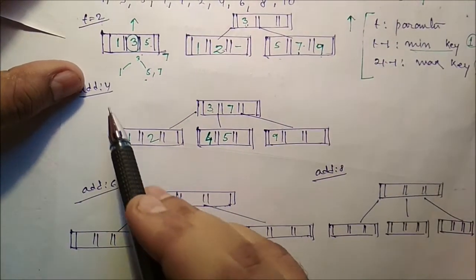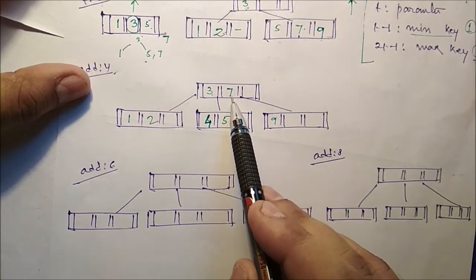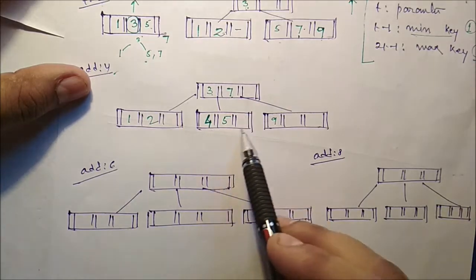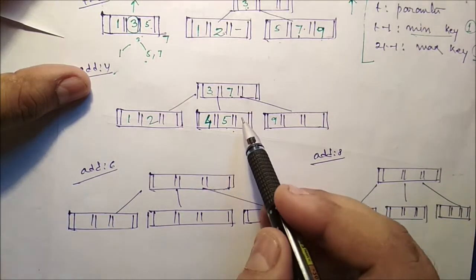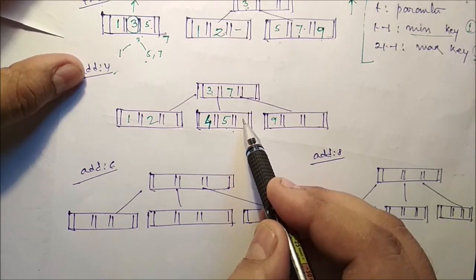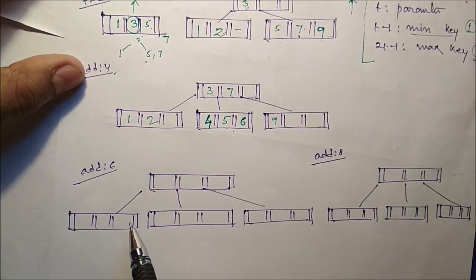Next we want to add 6. So where can we add 6? Definitely 6 is less than 7, okay, and that means we can insert 7 here. 7 is greater than 4 and greater than 6, so we can add 6 here directly. Okay, so here we can add 6, no issue, no problem.